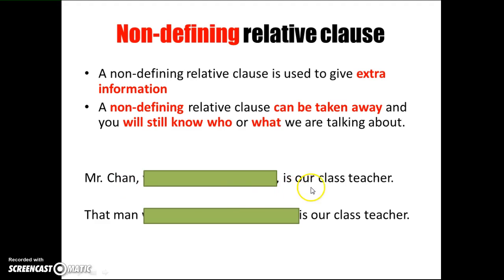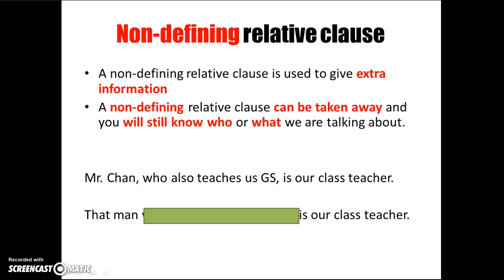Mr. Chan is our class teacher. You obviously know that Mr. Chan is a man, and it's got the name there, the last name. Mr. Chan is our class teacher. Take a look. Oh, he also teaches us GS. So this relative clause, which is wrapped between 2 commas, is a non-defining relative clause, because if you take this away, you will still know who we're talking about.